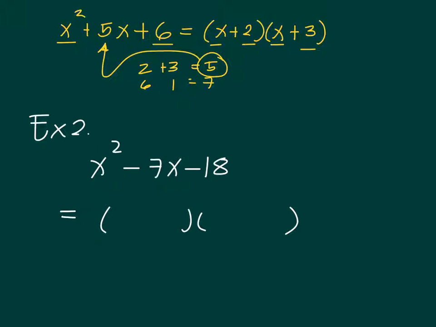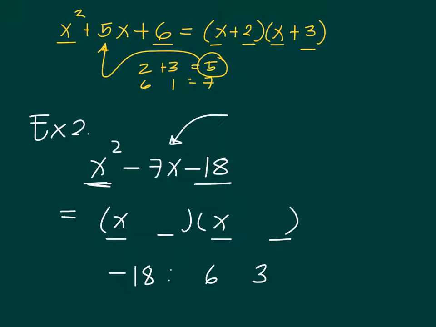The first terms of which will come from x squared, x and x. The last will come from 18, negative 18 to be exact. To get a negative 18, you have to identify factors of negative 18 that will result in a sum equal to negative 7. We could think of maybe a combination of 6 and 3, when 6 is negative, 3 is positive, or maybe 6 is positive and 3 is negative.